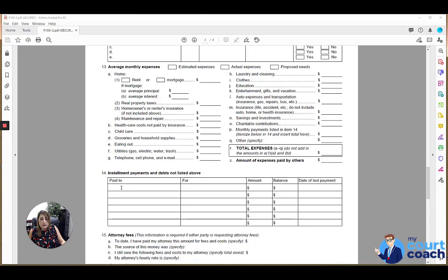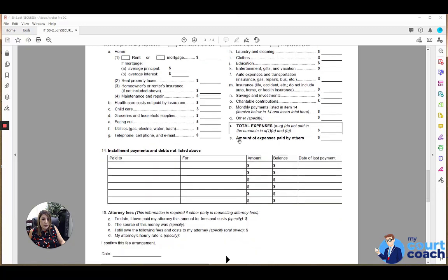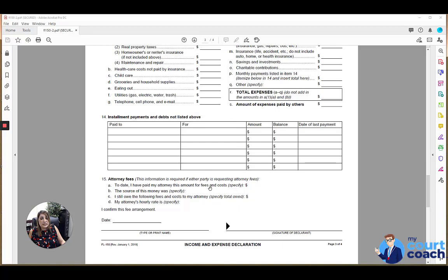So if you have an auto loan, for instance, you'd say maybe Chevrolet for auto loan, list the monthly amount that you're paying, or I usually just go by the last month's payment, the balance, and then the date of the last payment. You want to total all these up. That total number goes into line 13P. Attorney fees, this part only needs to be filled out if either party is requesting attorney fees. It's usually filled out by the attorney, and this page 3 would be signed by the attorney as well.